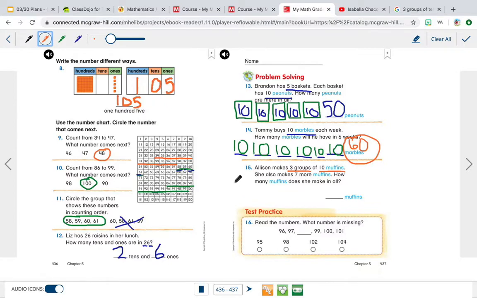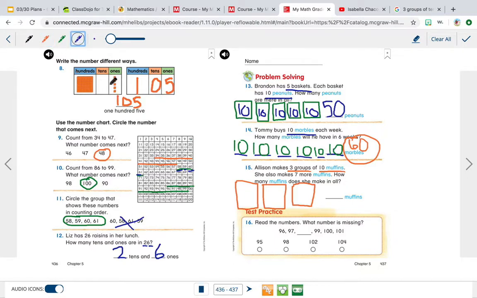So let's draw our muffin tins. So 1, 2, and I'm only drawing 3 muffin tins. And you know why? Because it says 3 groups. So I know I have 1 group, 2 group, 3 groups. I do not have 10 groups. I have 10 muffins in each group, but I only have 3 groups, okay?